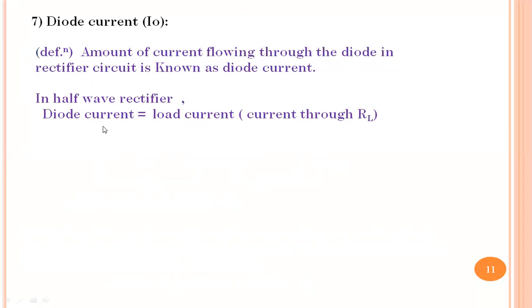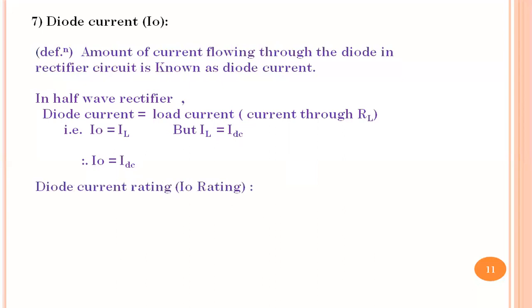That means IO equals IL, but the load current equals the DC current we found by using the formula VDC upon RL. Therefore, the diode current simply equals IDC. So in case of half wave rectifier, the amount of current that flows through the diode is the same as the DC current present in the output flowing through the load that we have connected. Now, likewise, like the PIV rating, the manufacturer of the diode also provides the maximum current capacity of the diode, also called the diode current rating, or in short IO rating.